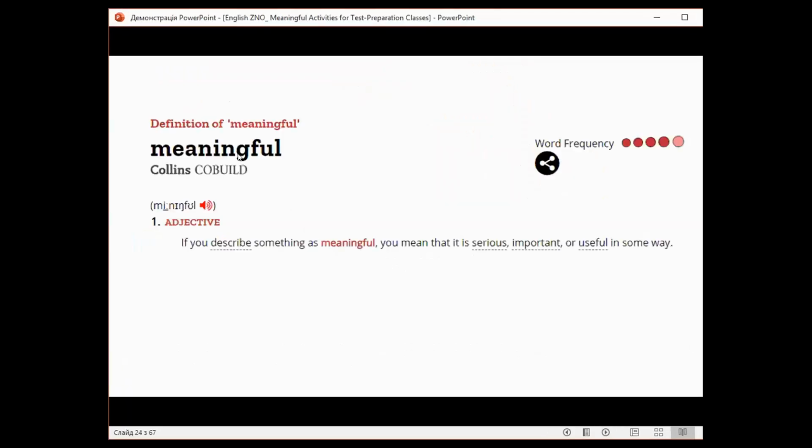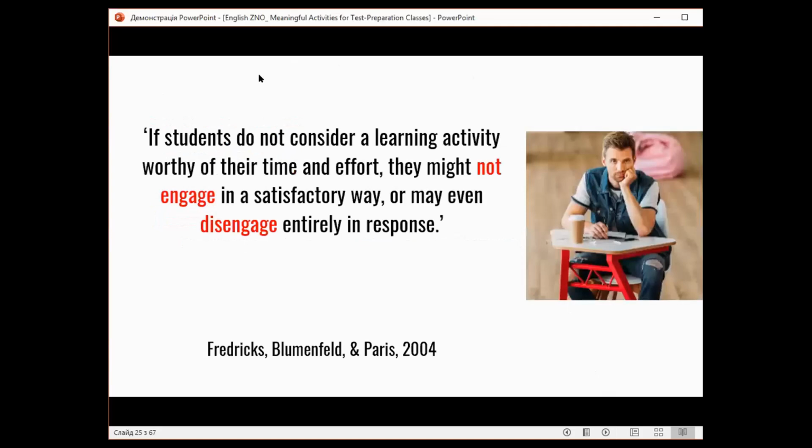On the contrary, meaningful activity, according to the dictionary, is something you find serious, important, or useful. And why is this important? Well, it's obvious that students who don't find the material interesting are not going to engage very fully in the lesson. So have you had this problem with engagement? Please write the pluses. Have you seen these bored faces of students in your classrooms? Yes? I see, yeah, pluses. Yeah, I have the same problem.